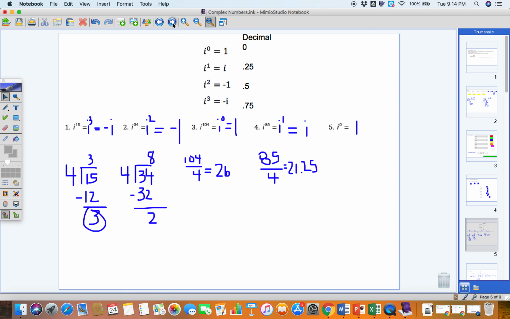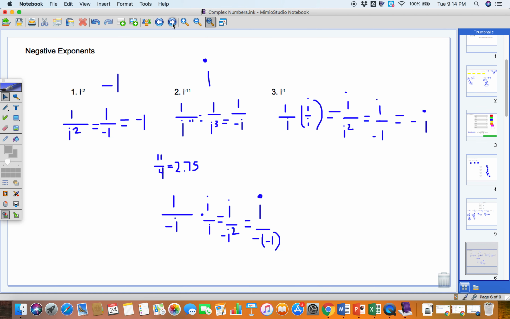So that seems clear as mud, right? Well, now we're going to do some negative exponents. If you guys will think back to negative exponents, answers cannot have negative exponents in them. And it means you move them in a reciprocal fashion. So if they're in the top of a fraction, you move them to the bottom. If they're in the bottom of a fraction, you move them to the top.